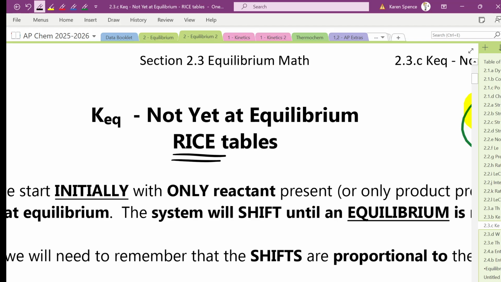Rice tables, I'm going to say you guys are going to get a toolkit over the next little while. One of the tools you already have, it is your KEQ expression. This is the next tool you're going to get. It is a rice table. And so every time you do a question, you're going to think, which things do I need to pull out of my toolkit when you're doing a mathematical question?